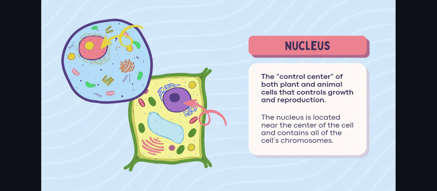So the nucleus. This is what most people would generally call the control center, and both animal and plant cells have it. It's the cell part that controls growth and reproduction. The nucleus is located near the center of the cell and contains all of the cell's chromosomes.